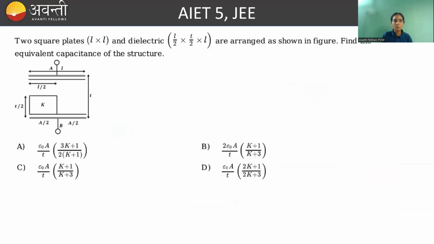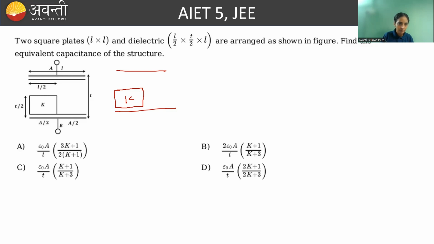Okay, chalo. Now there are two square plates, L into L, and a dielectric of constant K, of dimensions L by 2 into T by 2 into L, arranged as shown. Find the equivalent capacitance. So we have a capacitor like this. Everywhere there is air, except in this portion, right? Because of the dielectric in this portion, what is happening here?